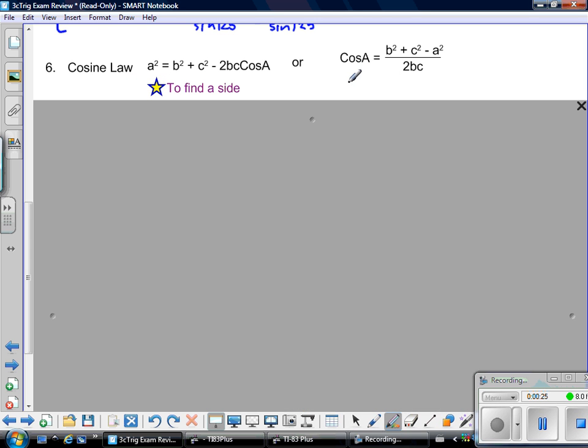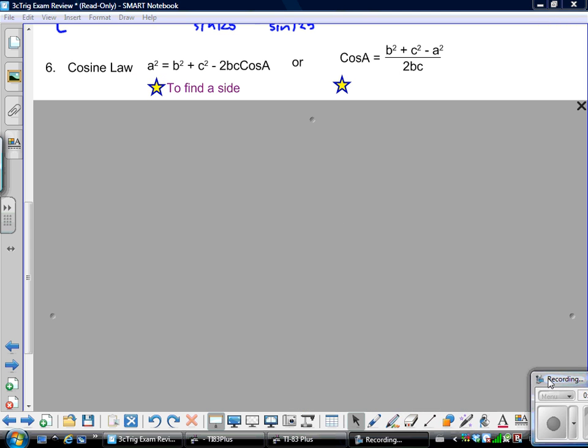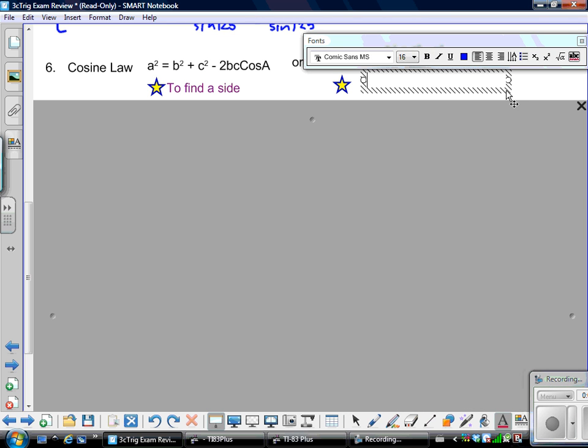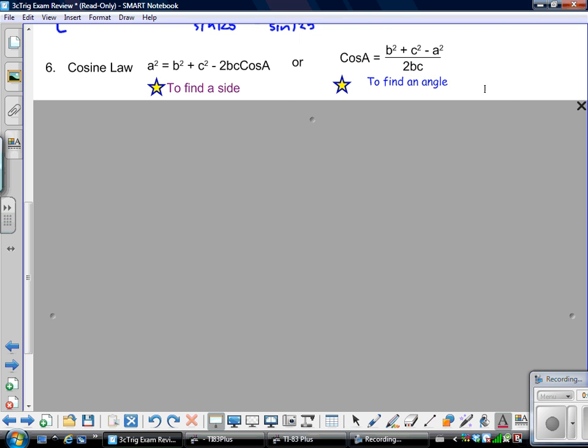Okay, now the other one then is obviously for something other than a side length, and it's for an angle. And for some reason that didn't want to come up for me, so to find an angle. Okay, so it's important that you use the one for the side and the one for the angle. Otherwise, you're going to have to do an awful lot of rearranging of your equations.